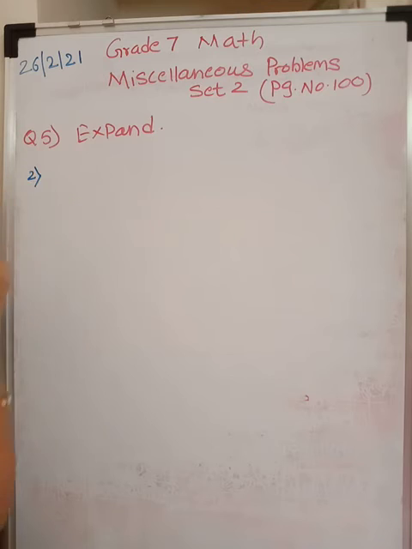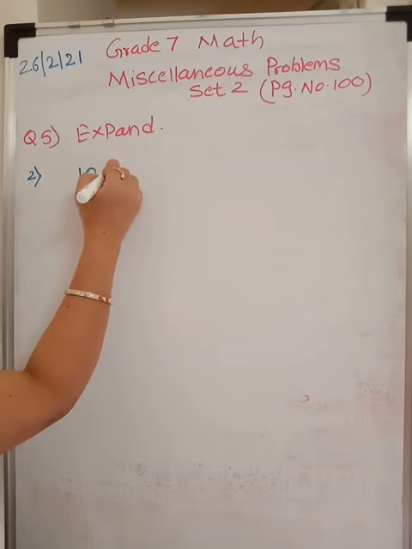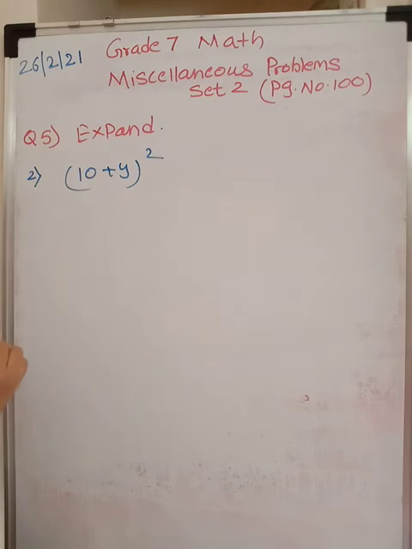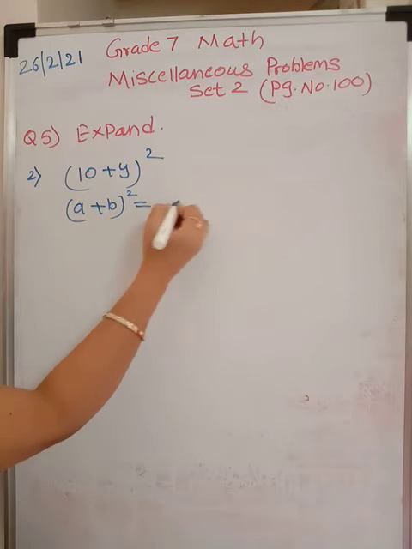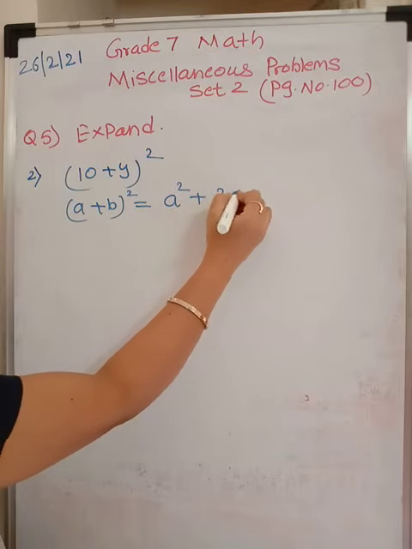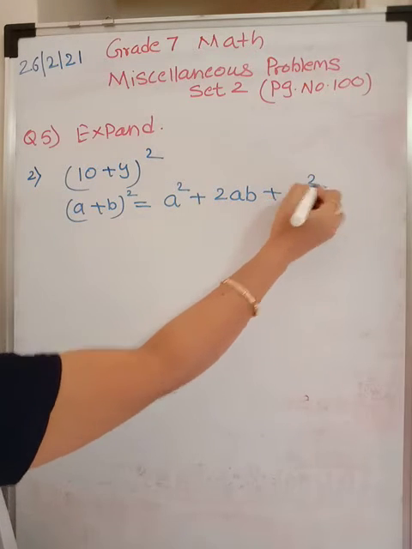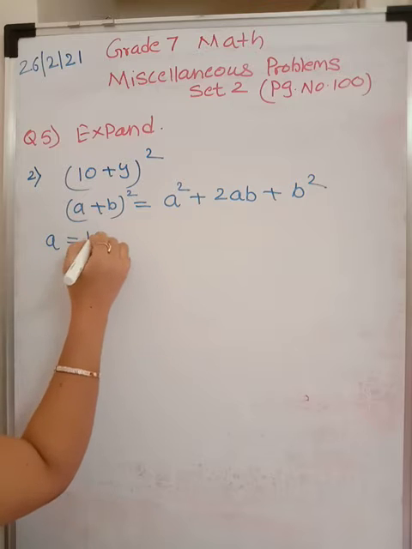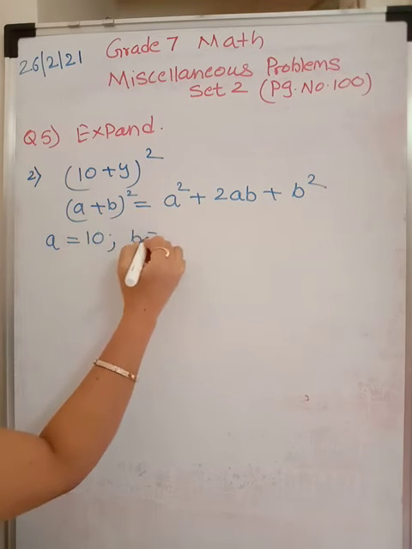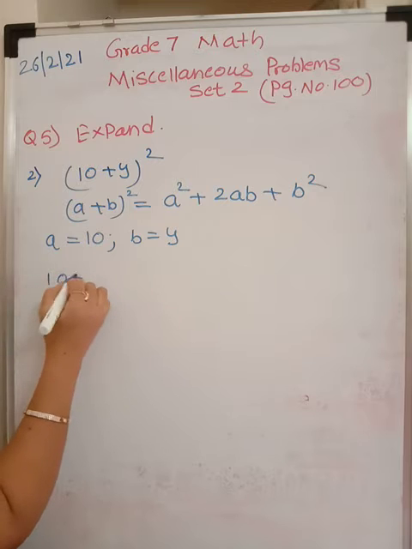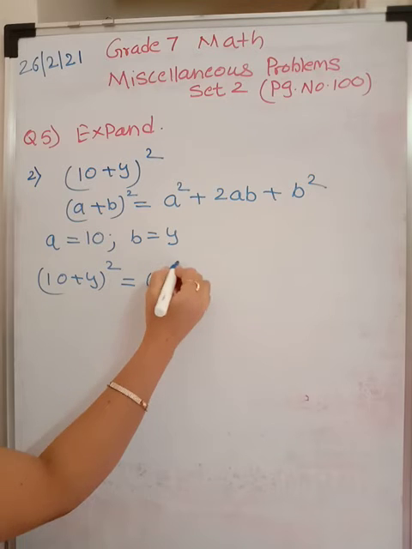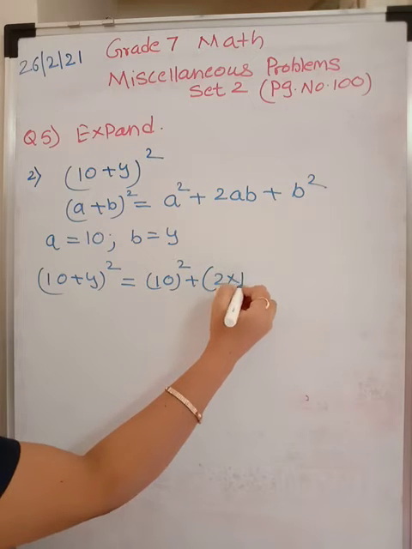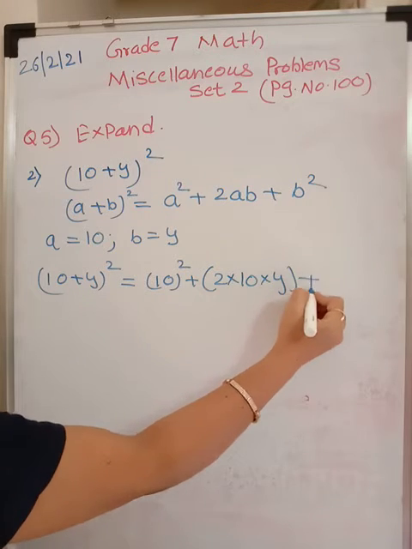So the second problem from expand is (10 plus y) the whole square. (10 plus y) the whole square. Which formula are we going to use now? Plus is there. So (a plus b) the whole square. What is the expansion? a square plus 2ab plus b square. Write what is a. Your a is 10, isn't it? And your b is y. Now substitute. (10 plus y) the whole square would be, now a is what? 10. So 10 square plus 2 into 10 into y plus b is what?